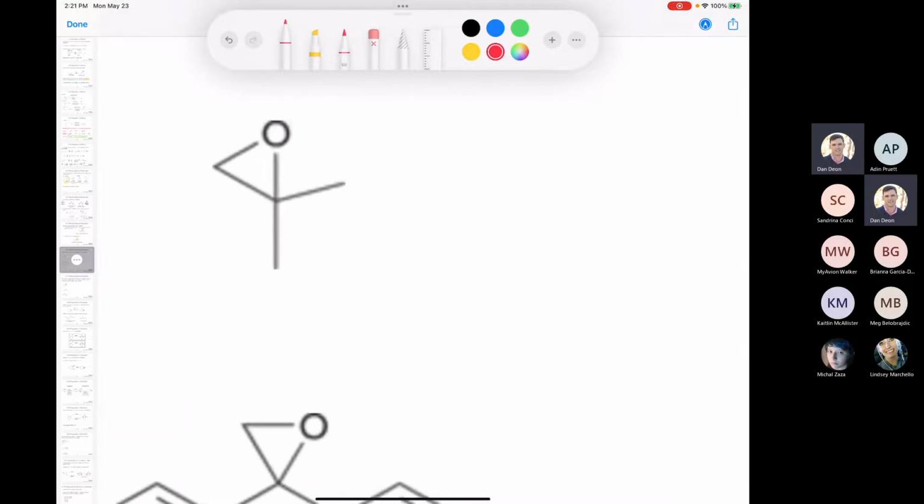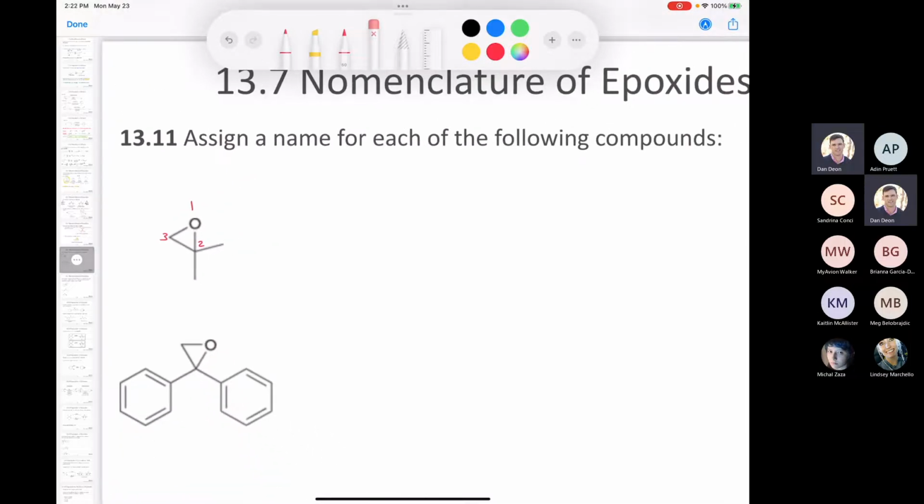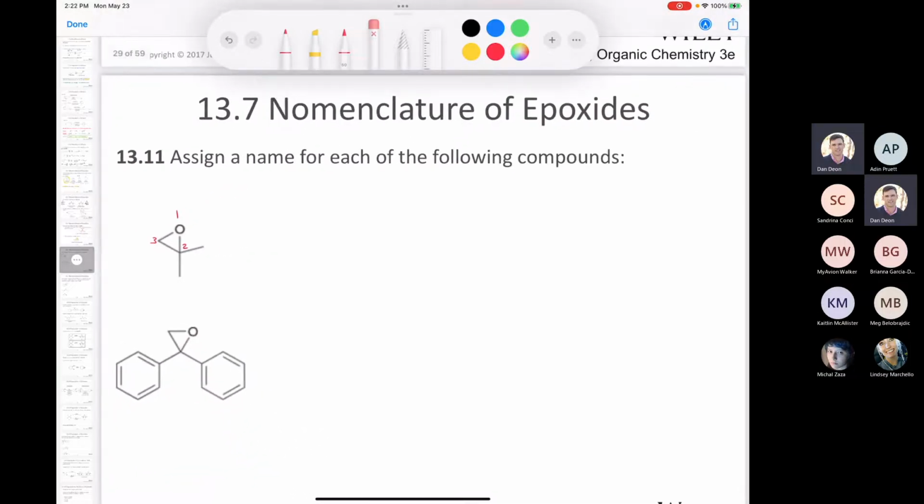So if I name this compound as an oxirane, this is going to be number 1. This carbon will be number 2, and this will be number 3, right? An oxirane, remember, is just a 3-membered ring. 1, 2, 3. The reason I'm giving this carbon number 2 is because it's the one that's got substituents on it, and I want to give those substituents the lowest possible number. And so I would simply call that 2,2-dimethyl oxirane. So let's scribble that down.